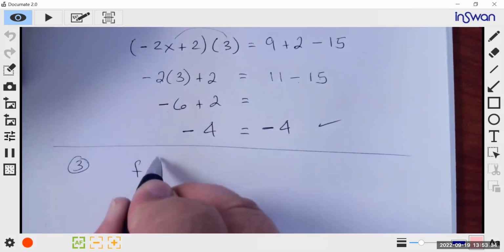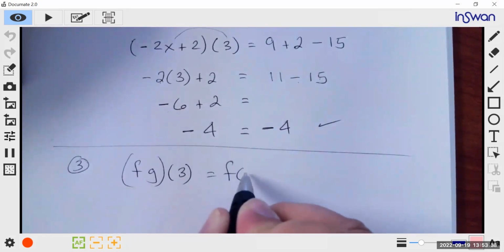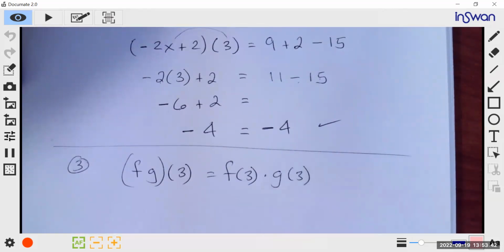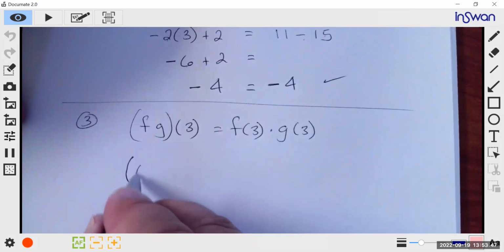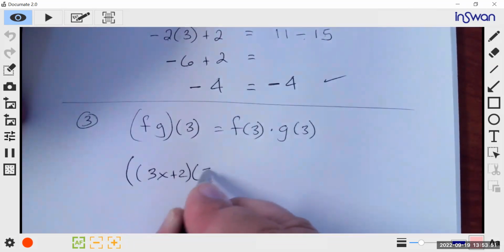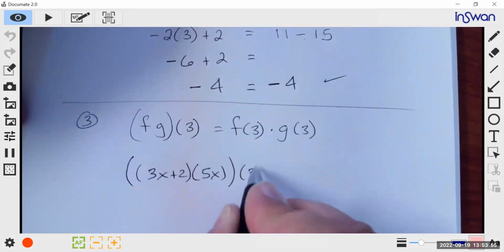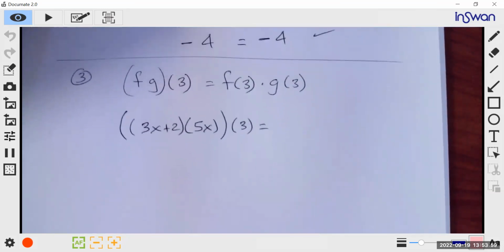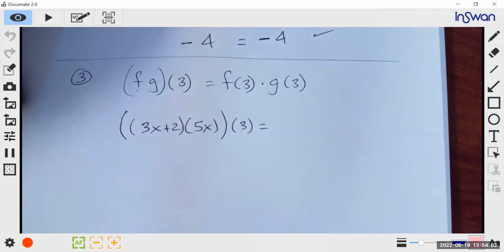f times g of 3 is f of 3 times g of 3. So (3x plus 2) times 5x, at 3. Because here I'm multiplying the two functions together first.